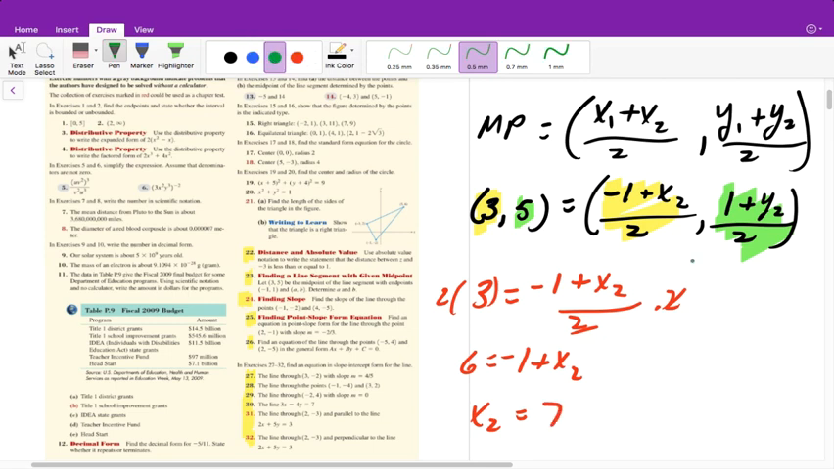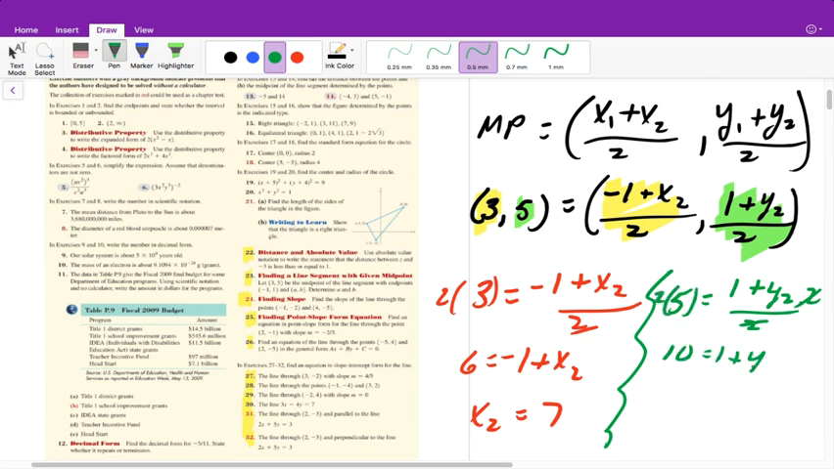And then the other one I can do is for my y, my 5 is equal to 1 plus y2 divided by 2. So I can multiply each side by 2. So 10 is equal to 1 plus y2. Subtract the 1, my y2 is then equal to 9. So that means my other endpoint would have to be the point 7, 9.